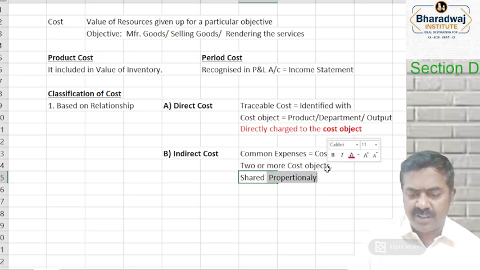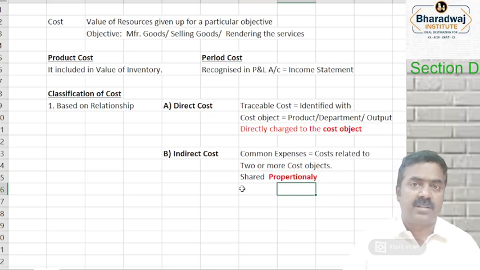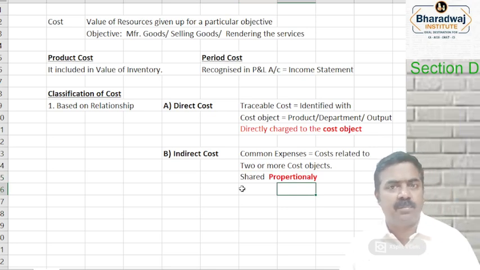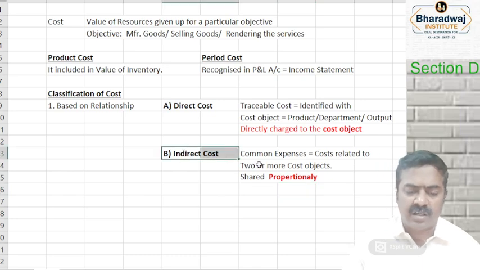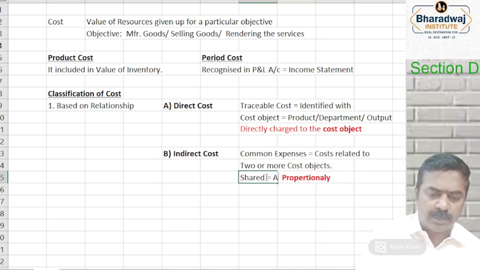Sir, which proportion? It depends upon the nature of the activity, what is the cost incurred, etc. You may share it based on number of students, or based on revenue collected, or based on time proportion. So indirect costs are shared. The best word to use is apportioned.